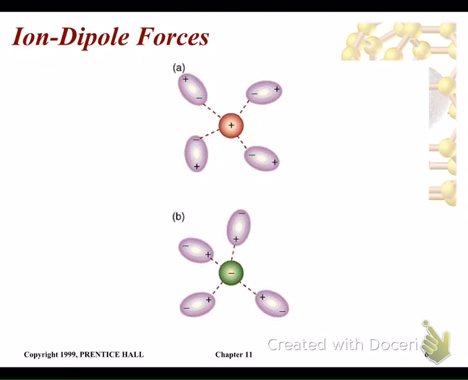The ion dipole force here is represented by these red dashed lines. For the cation that came off of the ionic compound, it will be attracted to the negative part of the dipole in each of the solvent molecules. So there will be an electrostatic force.